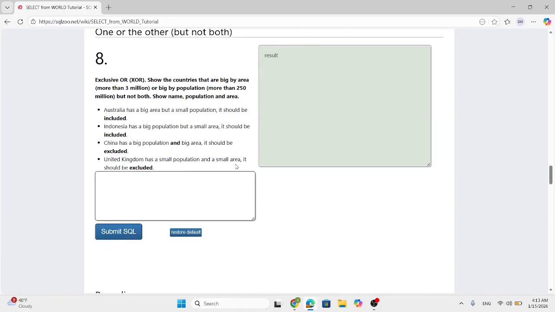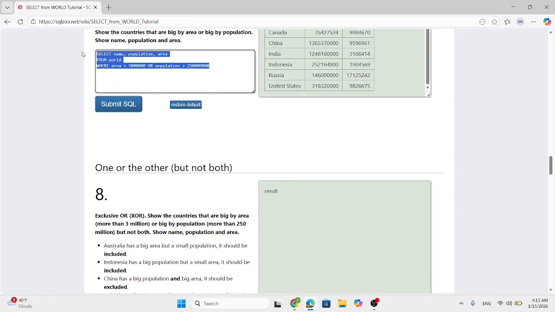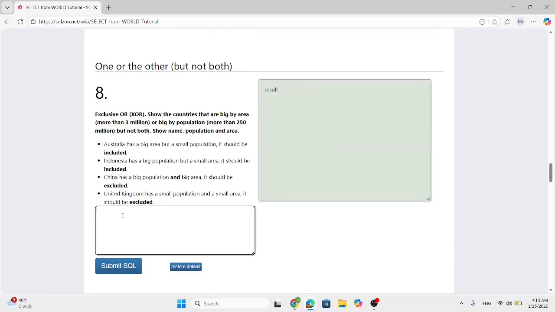In this question, we have exclusive or, XOR. Show the countries that are big by area, more than 3 million, as we did in here. We can even copy here, okay? Or by big population, more than 250 million, but not both. Show name, population, and area.